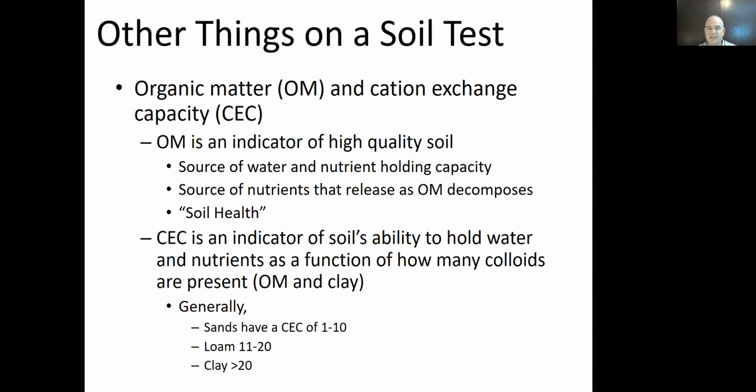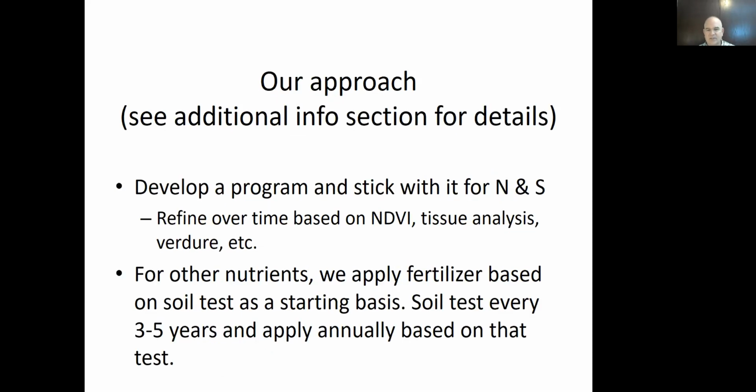In general, sands have CECs of less than 10, loams are somewhere in the teens to low 20s, and clays tend to be more than 20, 30. The more clay, the more organic matter, the higher those CECs. So it's not just about clay, but that's kind of where they tend to be. Sandy soils tend to be low in organic matter, so that kind of goes hand in hand, and clays tend to be higher in organic matter because they tend to be cooler, and so organic matter doesn't decompose as fast. That's why.